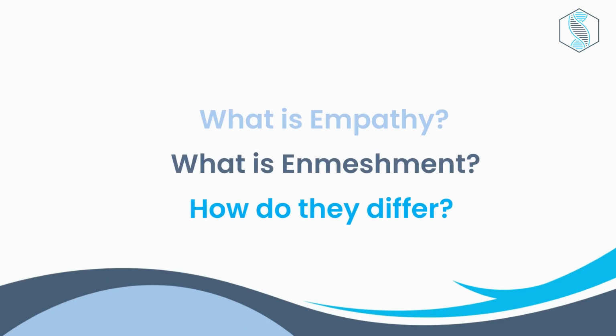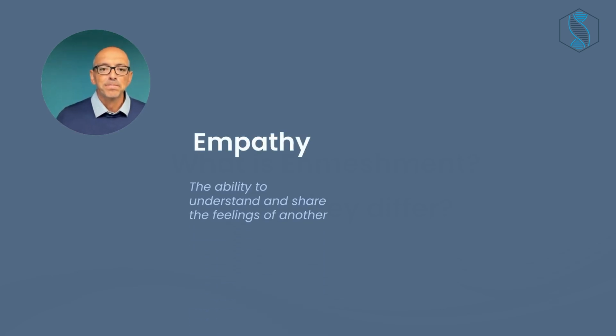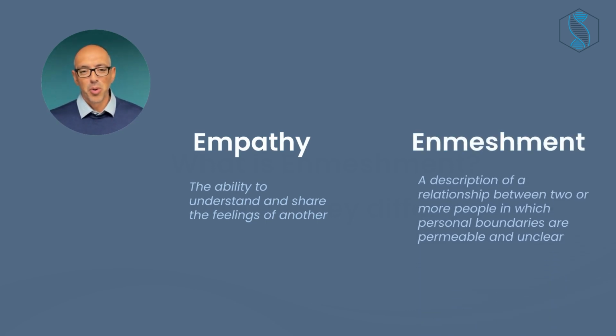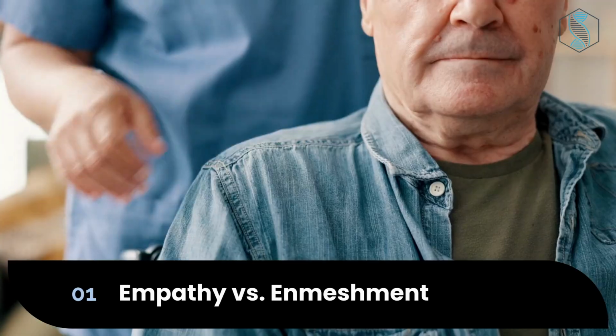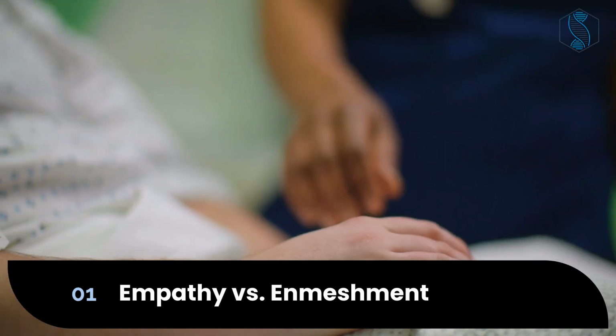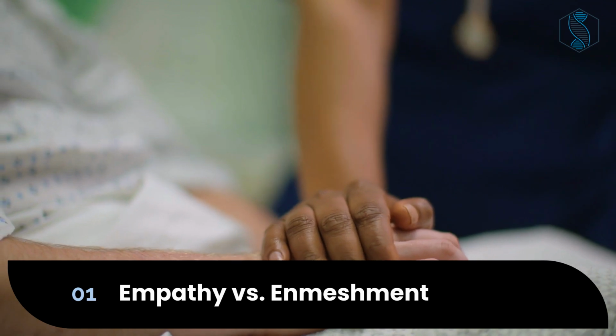How do they differ? Empathy is the ability to understand and share the feelings of another. Enmeshment is a description of a relationship between two or more people in which personal boundaries are permeable and unclear. There is no emotional separation. Why is this important? Empathy involves understanding and sharing another's feelings, while enmeshment blurs personal boundaries. This distinction is vital for practitioners to avoid becoming overly involved in patients' problems, which can hinder effective treatment.